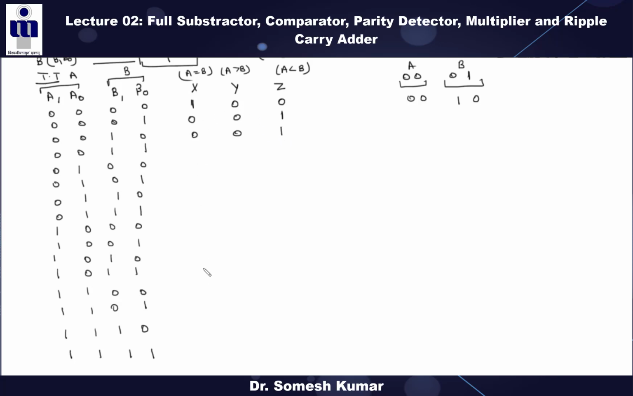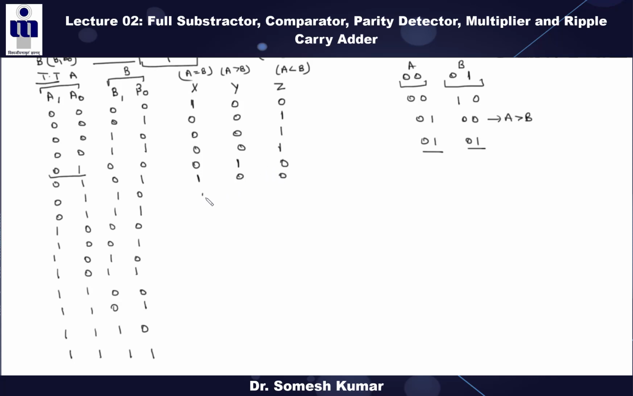So in this way, you have to fill the whole truth table. I'm directly filling this truth table here. In the next case, A is 0 1, B is 0 0. Now in this case, A is greater than B. Clear? So that's why I have filled 1 here. Now again, A is 0 1, B is also 0 1, so both are the same, so that's why X is 1.